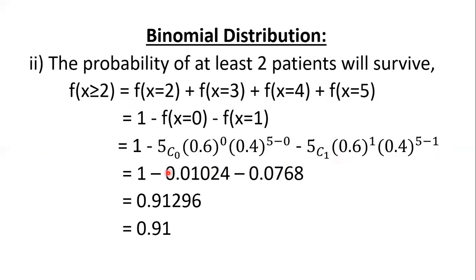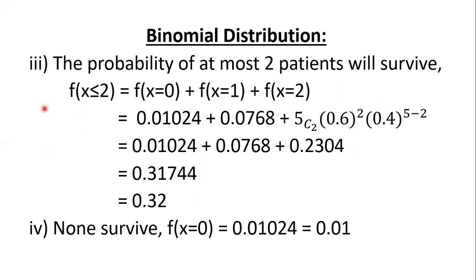After calculation, we get P(X ≥ 2) = 1 − 0.01024 − 0.0768. Finally, we get the probability P(X ≥ 2) = 0.91296, that is, 0.91.